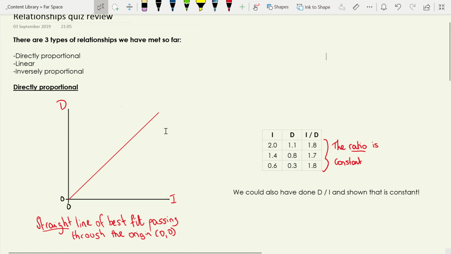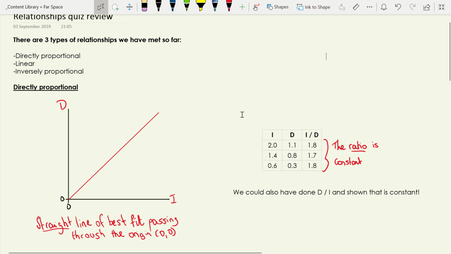If we have plotted a graph, so here we've got a very generic graph where we've got our independent variable and our dependent variable. If the graph is a straight line, that's the line of best fit is straight, and it goes through the origin or goes through 0, 0, that tells us we've got a directly proportional graph. Okay, so that's how we spot it from a graph.